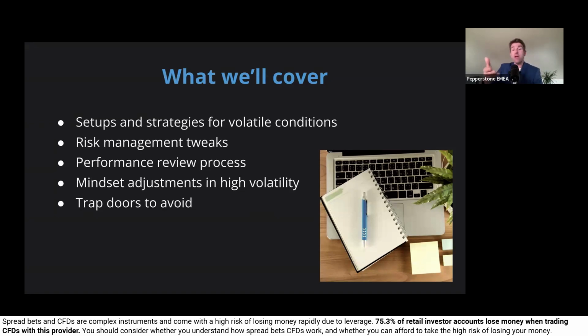Okay, so today I've arranged for you some high volatility. Now, how's that? We've got some spice in the markets. So what a great day to be talking about high volatility.